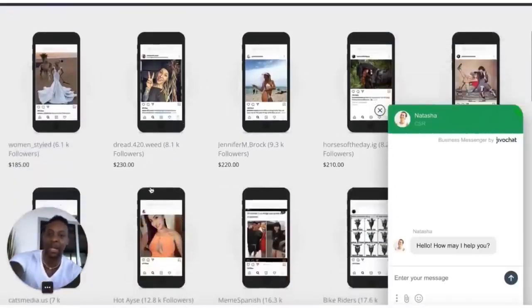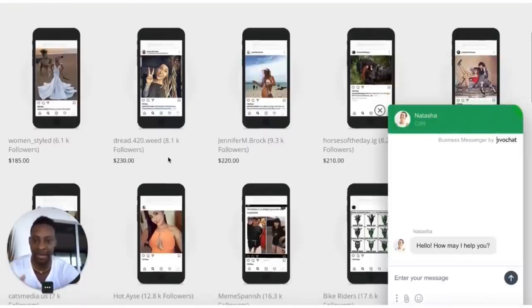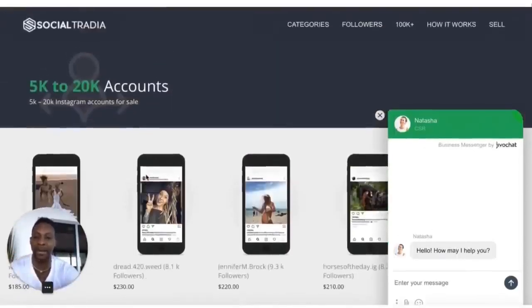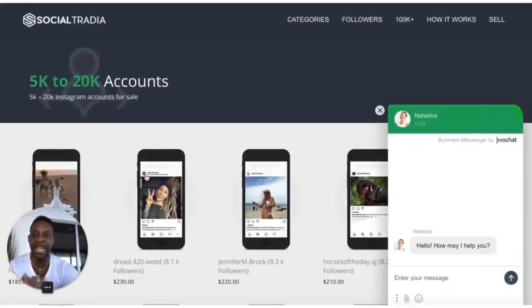It's crazy. Look, $230. This person's going to get paid for an 8,000 follower account. So once you get your account to 8,000, this person here, they'll pay you $230, right? So basically what Social Tradia does, people, even like me, I buy a ton of accounts from Social Tradia. Let me tell you why. Because I market online. Make sense? Let me show you something.